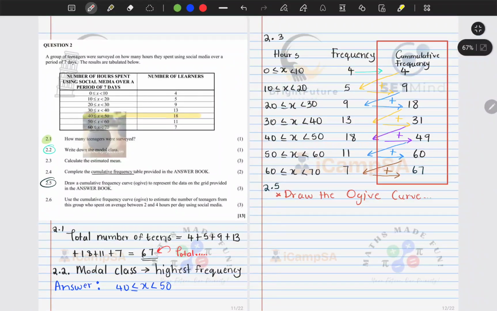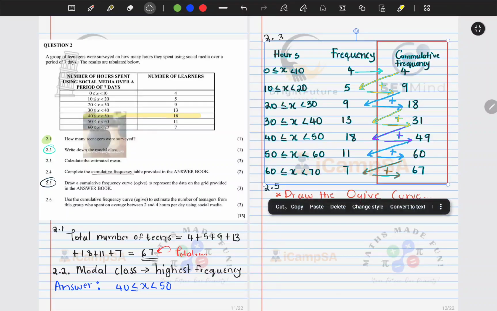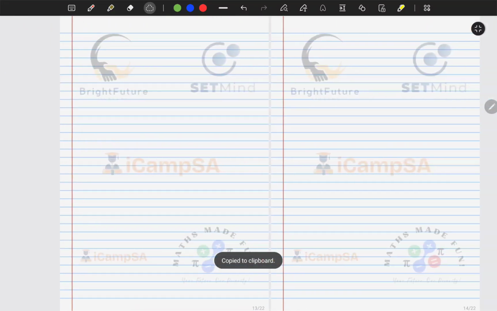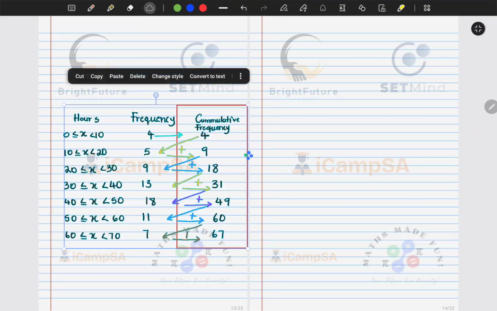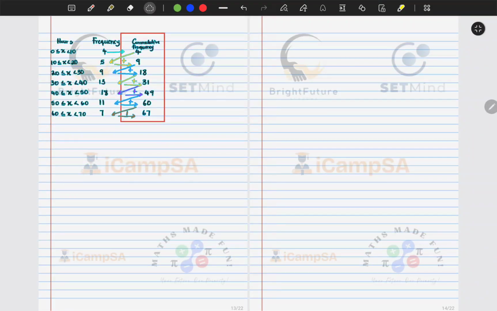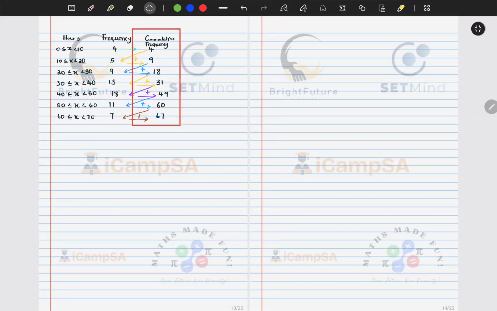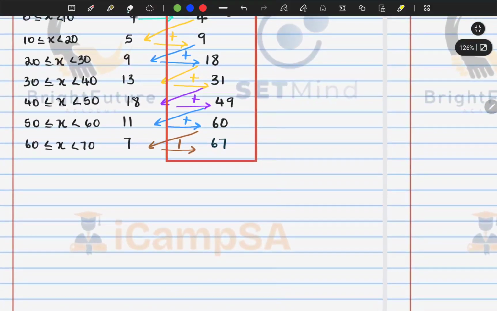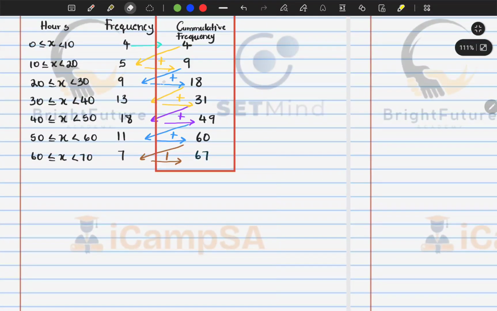So this we've done a lot of times, so it should be very simple. What I'm going to do is just go to the next page for convenience, and that is where we're going to do our drawing. Okay. So what I'm going to do is create some space, and let's just erase this here.